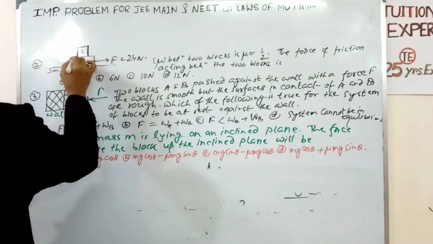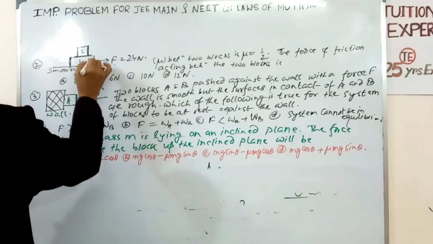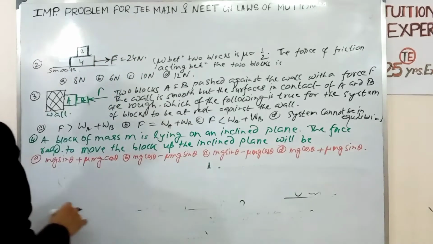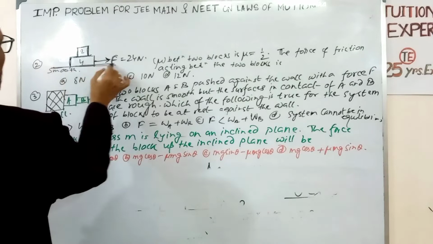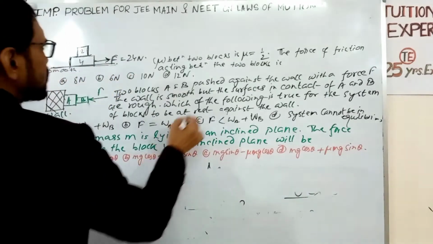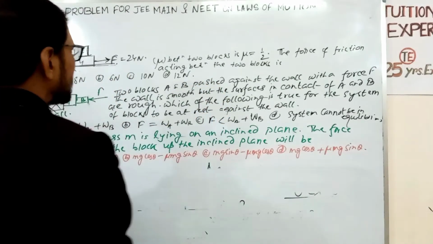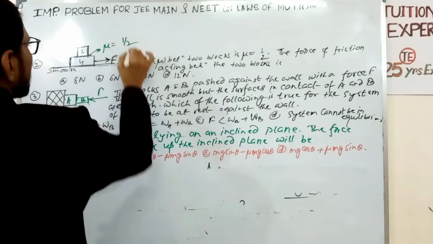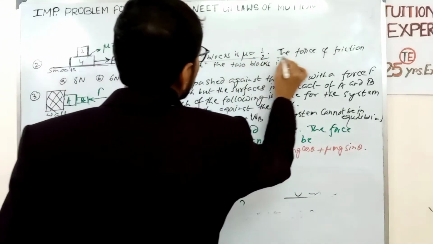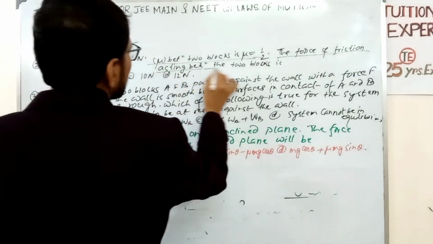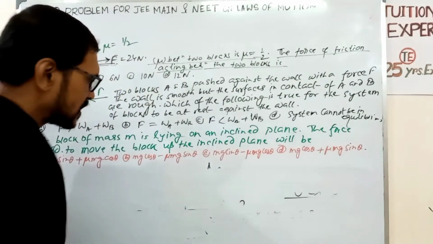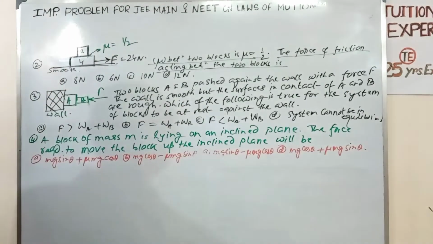Now a 2 kg block is placed over a 4 kg block and a force F equal to 24 Newton acts on the 4 kg block. The ground is smooth. Mu between the two blocks is half; the coefficient of friction between the two blocks is half. The force of friction acting between the two blocks is what? So this is the question.